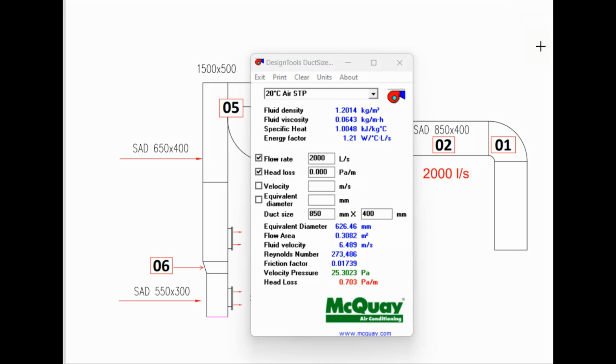So the velocity in this duct is 6.489 meter per second. This is the friction loss chart. Here airflow is in liter per second, okay, but the duct size is in round duct diameter. So first we will select the equivalent round diameter for our rectangular duct size.